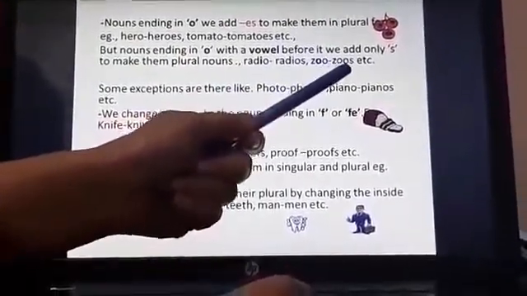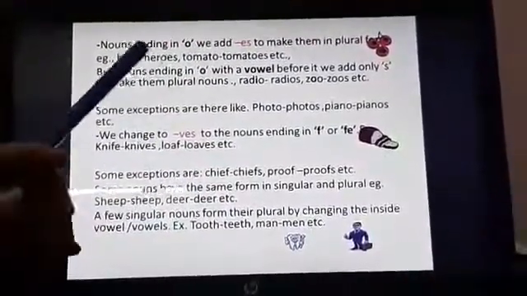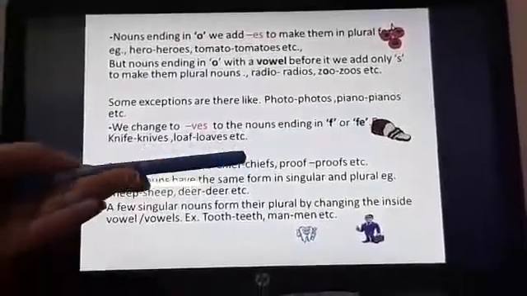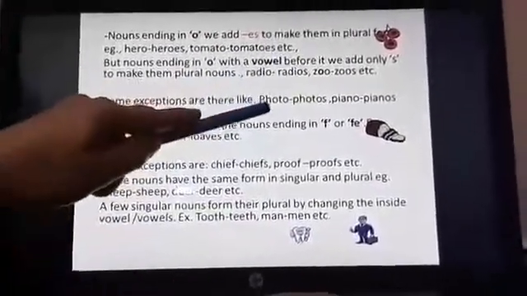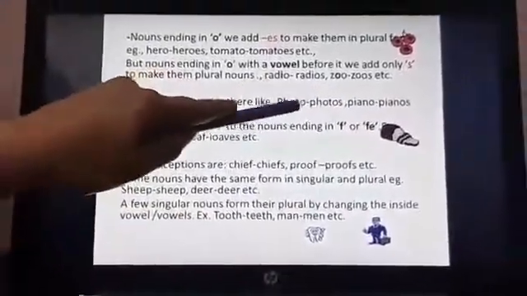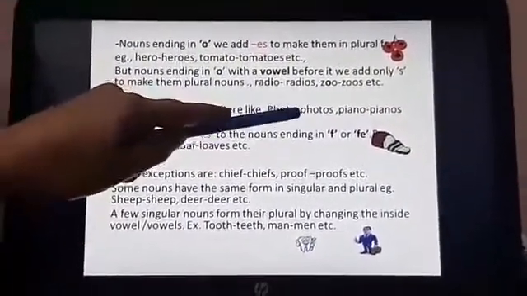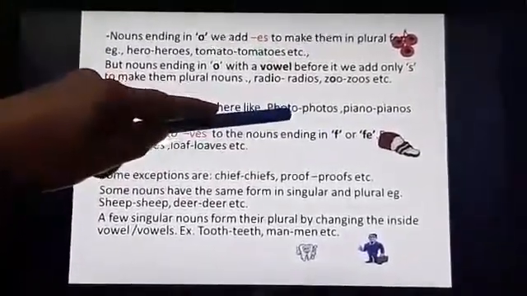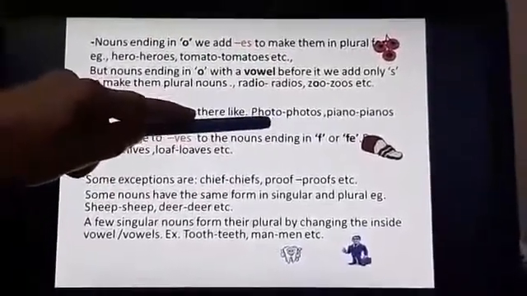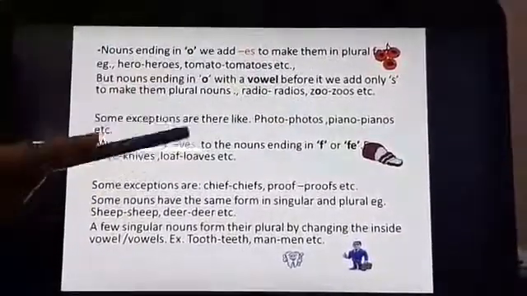Zoo, zoos, etc. But there are some exceptional nouns also. Photo, photos. Piano, pianos. They are ending with the vowel o, but before it there is a consonant. But they are exceptional words.